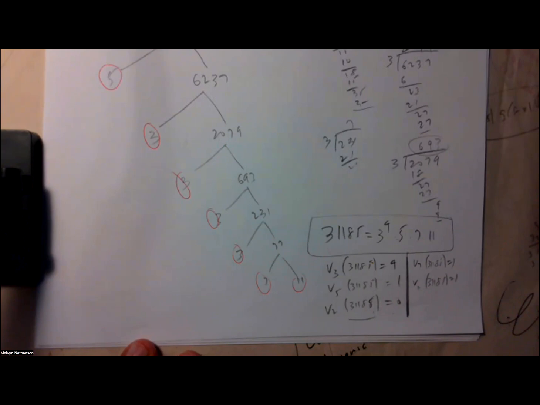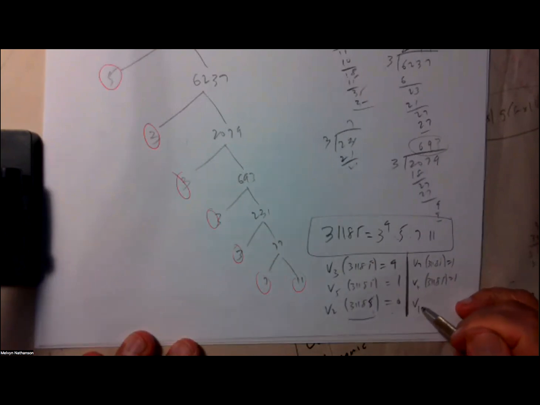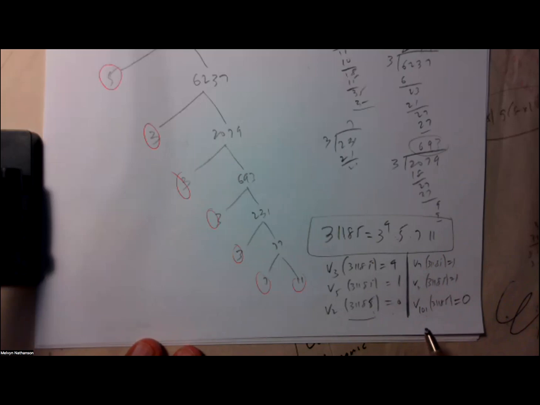But why did you include 2? 2 is not on the prime list of this. I felt like it. Okay. So, I could say, what is V101 of 3? It's just a question. What's the highest power of 101 that divides this number? The 0th power. Okay.